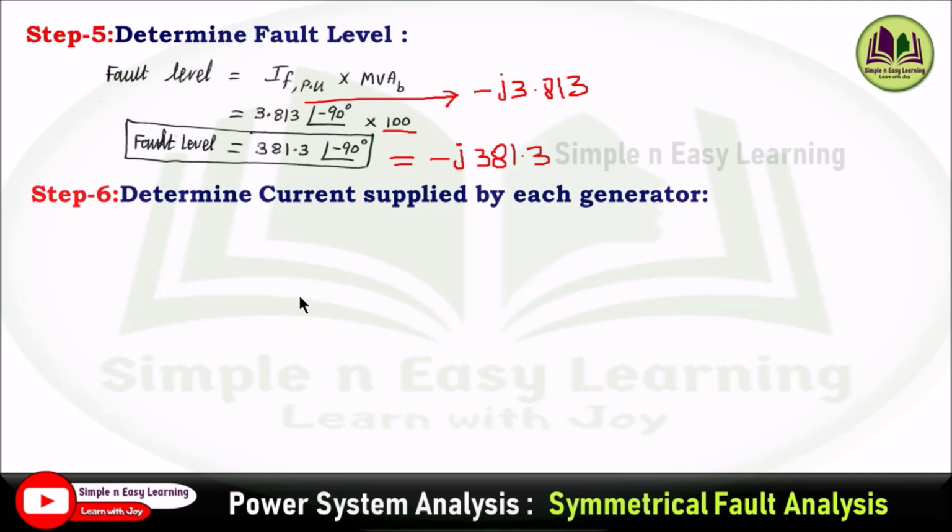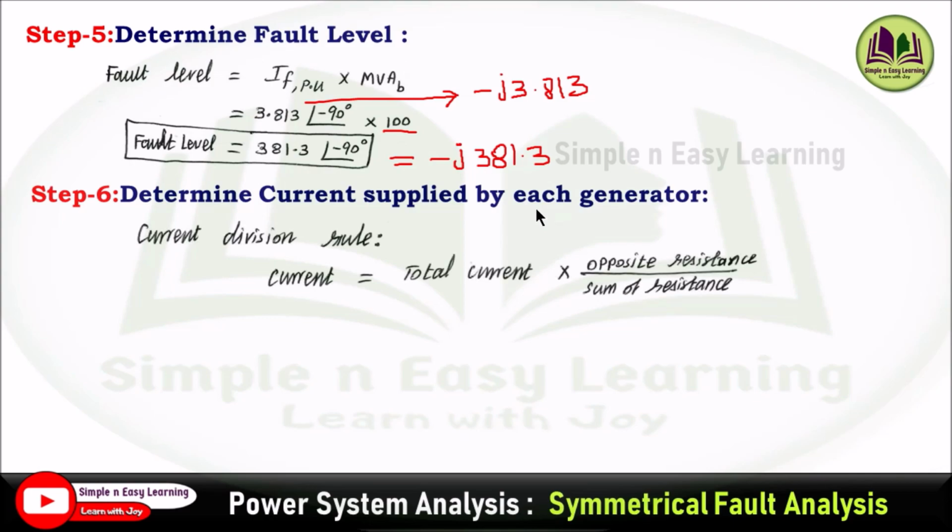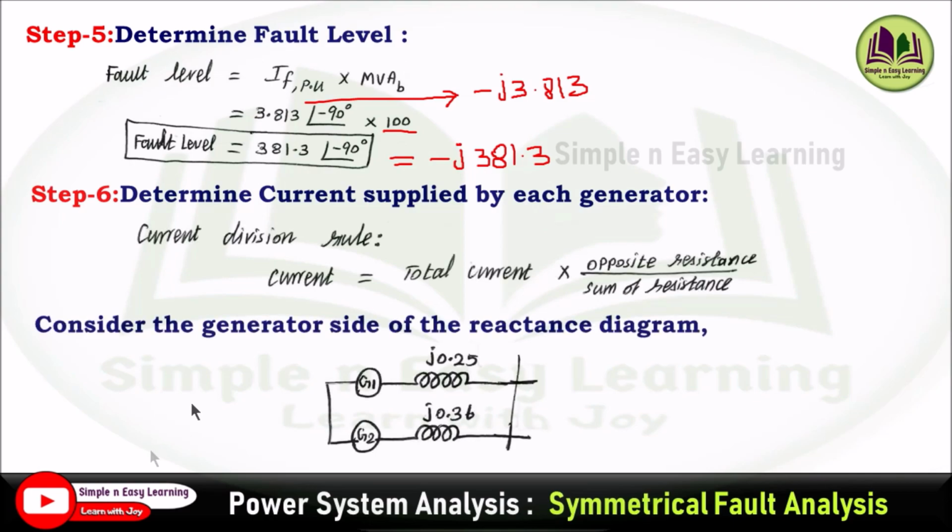And last one, step 6, determine current supplied by each generator. So here you will be having two generators or two alternators. The fault current we determined is 3.813 angle minus 90. Out of that, generator 1 supplies how much amount of fault current and generator 2 supplies how much amount of fault current, that we need to determine. So for that we can consider the generator side of the reactance diagram.